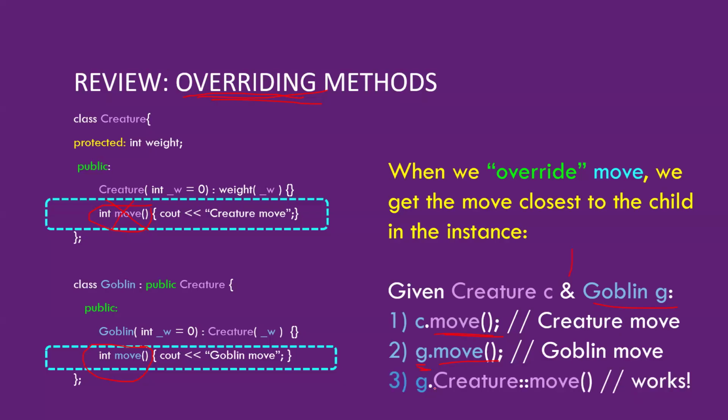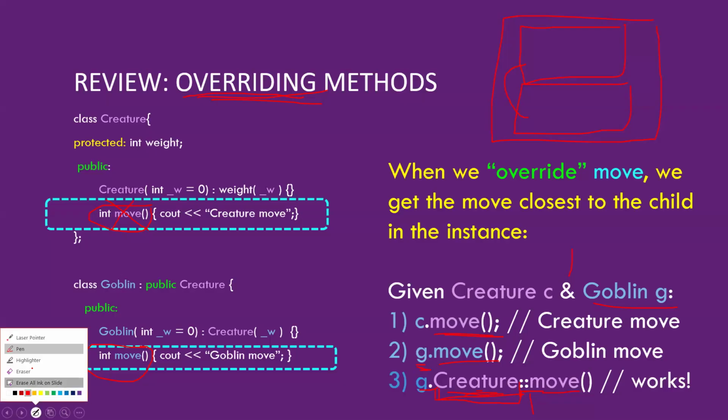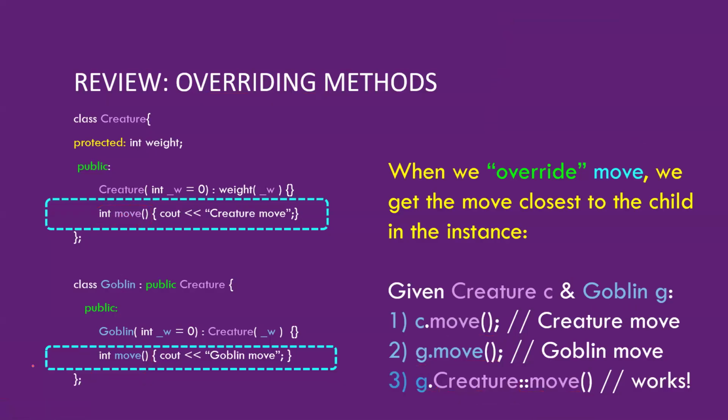We said last time that we could bypass the derived goblin and get at its creature move because every instance has the whole hierarchy in the box. The base class is there and the derived class is there. So we can always get out of that and get back into here by just using our scope resolution modifier to call its base move if we wanted to. Not a very typical thing to do, but it's something that we can do if we want to.